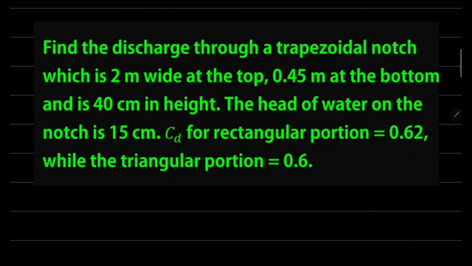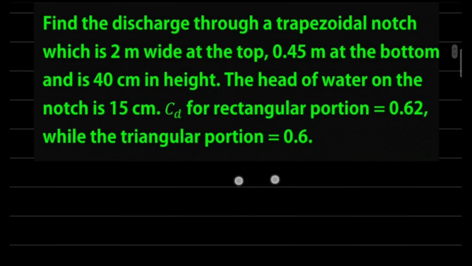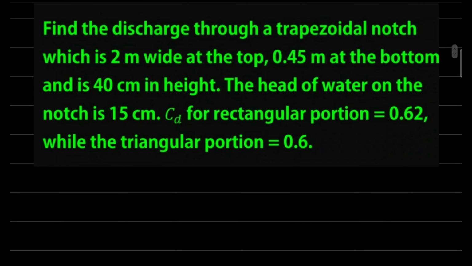So in this numerical problem, we will find out the discharge through a trapezoidal notch. The problem says: find the discharge through a trapezoidal notch which is 2 meter wide at the top and 0.45 meter at the bottom and is 40 centimeter in height. The head of the water on the notch is 15 centimeter and CD for the rectangular portion is 0.62 while for the triangular portion it is 0.60.